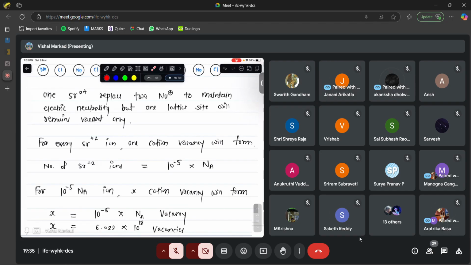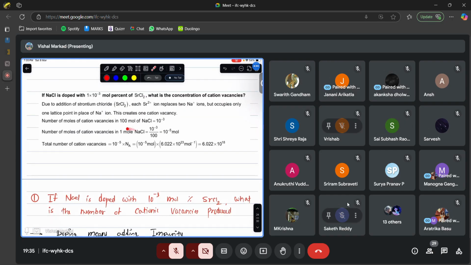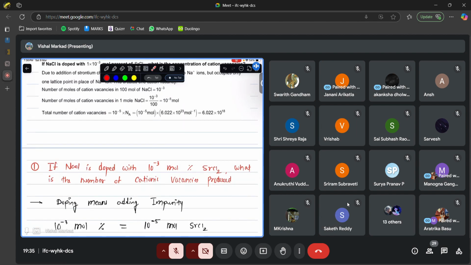In your material, it is given like this. You can follow either this one or this one, whichever you find suitable. Anything, no problem.